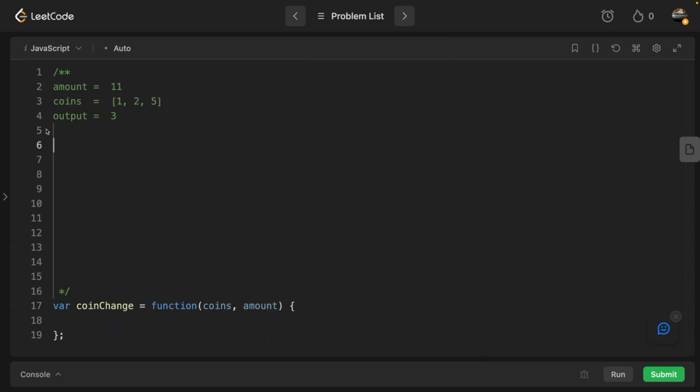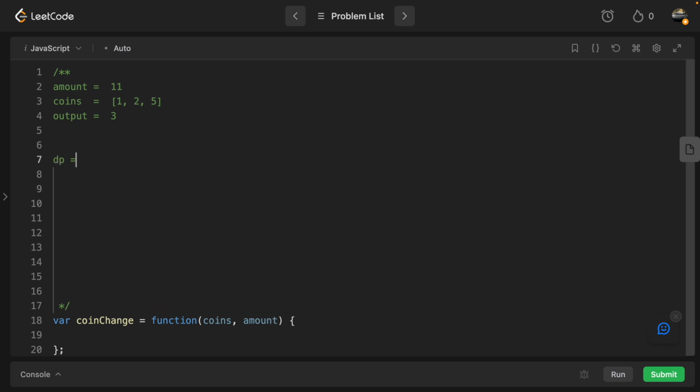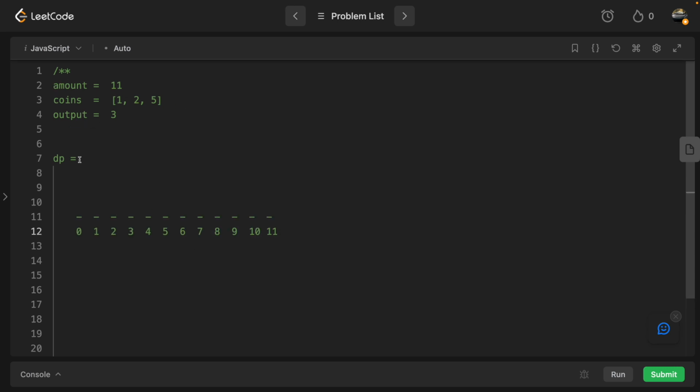Here's the same example where we have the coins with the values 1, 2, 5 and the amount is 11, and the output is 3. This time we're going to take a deeper look at how we can come up with the solution. First, we will initialize an array called dp. For this array, we will initialize it with the length of the amount plus 1, like this.